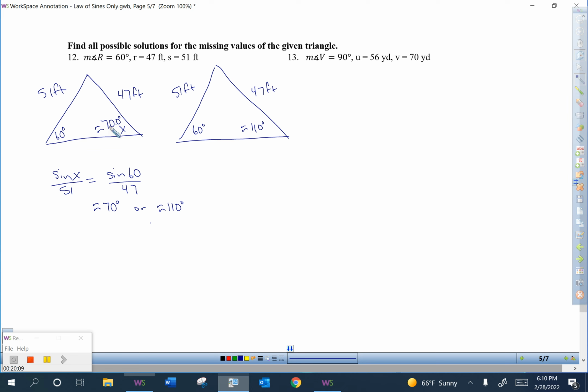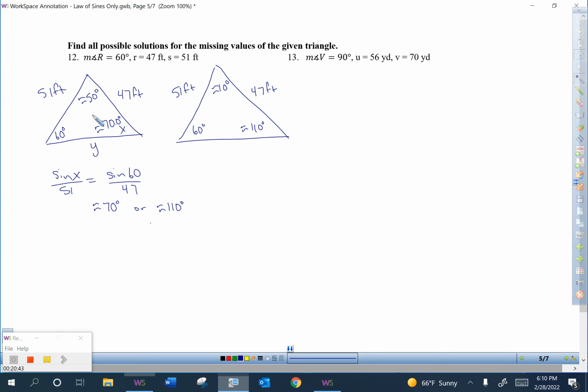So you'll take 60 plus 70 and then subtract that from 180. So this is 50 degrees. Again, I'm putting about because that 70 was approximate. Same thing over here, 60 plus 110, subtract that from 180, and you've got approximately 10 degrees. So now the only thing left on this triangle is the missing side, so I'm going to pick a different variable than x and set that up.